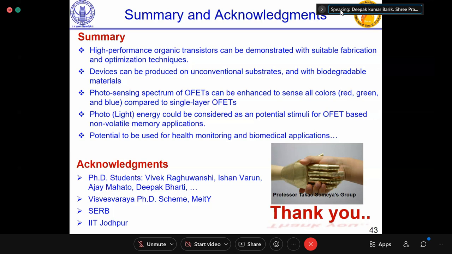Sir, if we use organic transistors, can they be biologically degradable? See, organic transistors degrade in oxygen many times. That's why pentacene transistors don't work, right? But that is why materials like TIPS pentacene are used. TIPS pentacene is a stable material, so you have to choose materials which are actually stable.